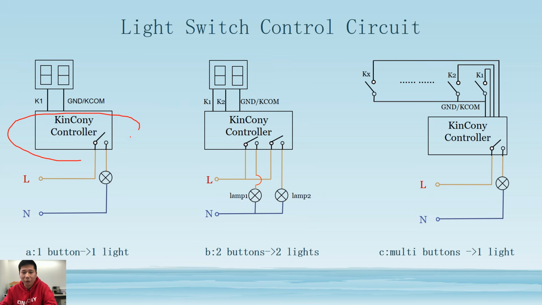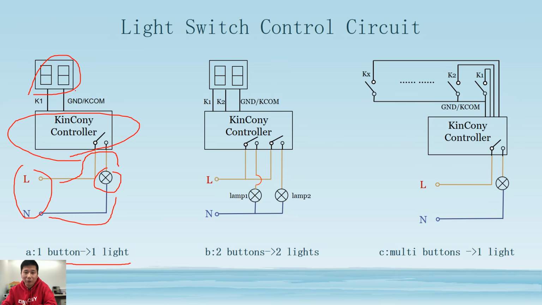You can see this is a KinCony controller, just I have an F16. This is a switch, and this is a lamp, and this is power. How to control this lamp by KinCony relay, I have showed you before. So this is our solution, one button to control one light.